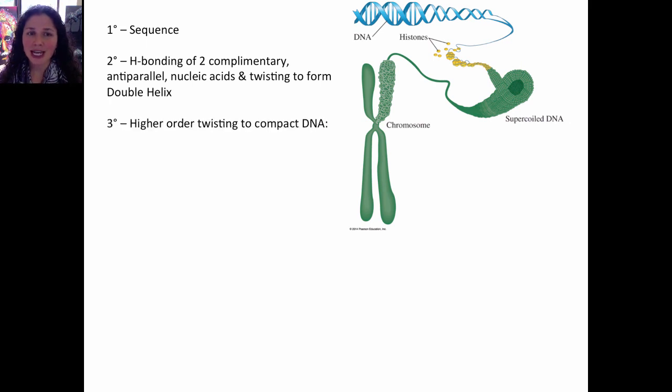Tertiary structure is higher order twisting of DNA to make compact structures that can fit into your cell nucleus. This is represented by the little strand coming around, wrapping around these things called histones, and then supercoiling into packed structures that can be folded into chromosomes. The higher order twisting is wrapping around histones, supercoiling, and assembling into chromosomes. Really, tertiary structure is everything that makes DNA tiny and compact so that it can fit into your cellular nucleus.